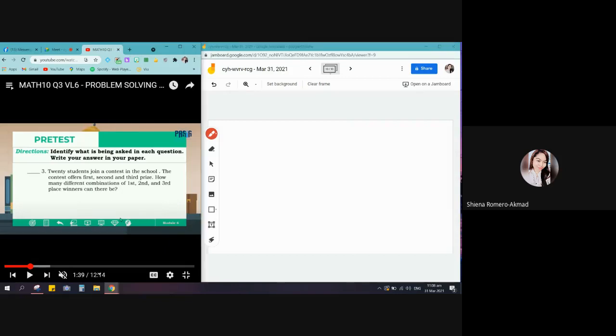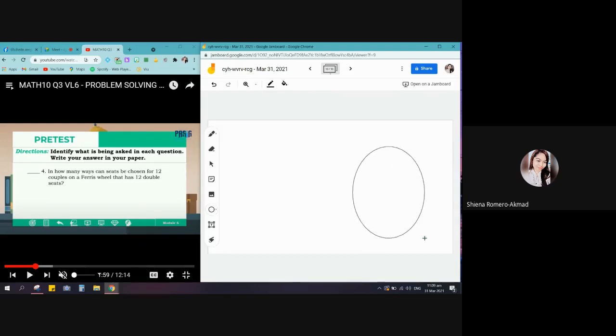Next, how many ways can seats be chosen for 12 couples on a Ferris wheel that has double seats? Double seat. So, kung Ferris wheel yan, let's say, ganito ang kanyang Ferris wheel. Dahil Ferris wheel yan, syempre may mga upuan yan. Yung upuan nila, double seat daw.